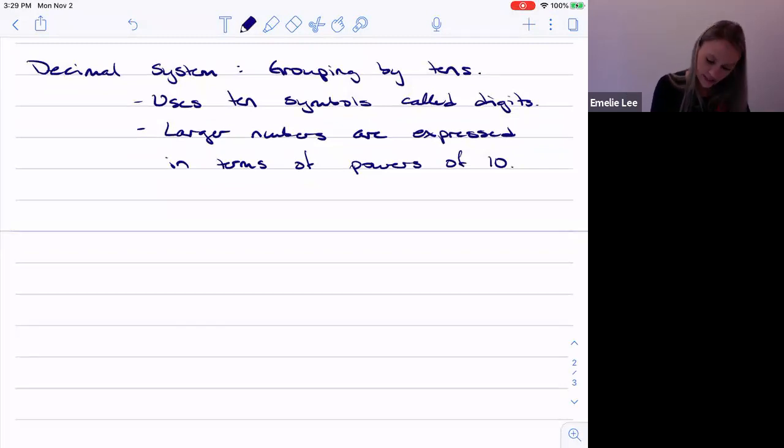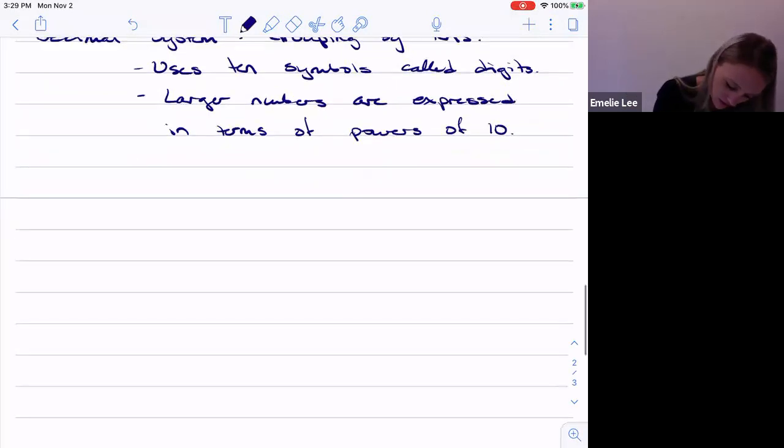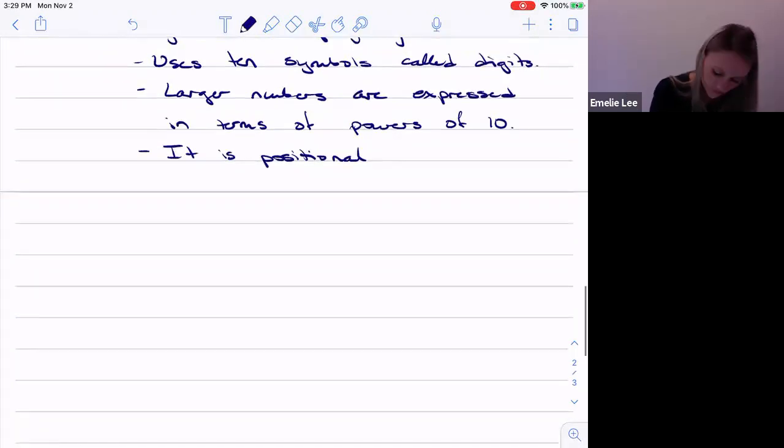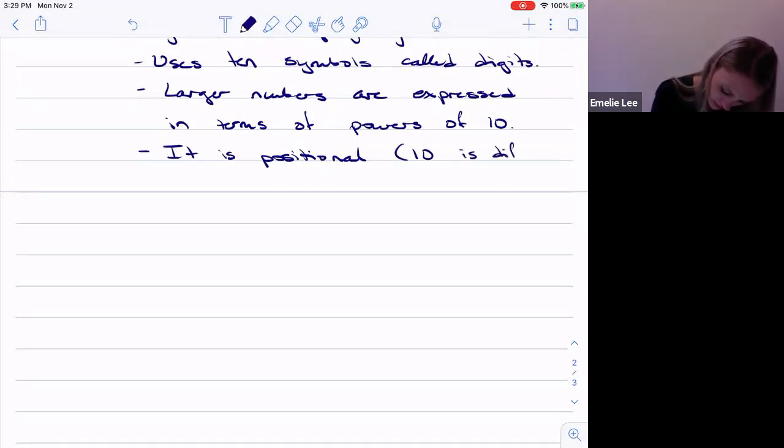Okay. And we call it positional. So it's positional in the sense that 10 is different from 100. It's still got that 1 followed by a 0, and then a 1 followed by 2 zeros is different. And so that's what we mean by positional. So it is positional. 10 is different from 100.